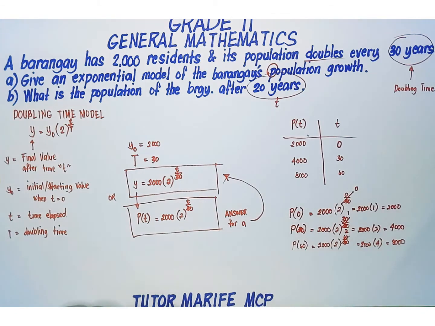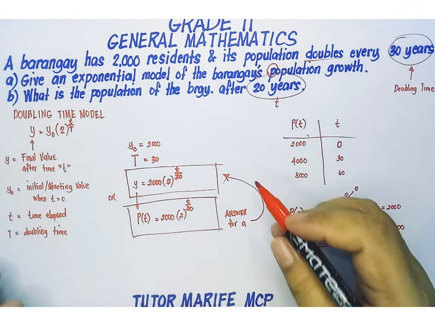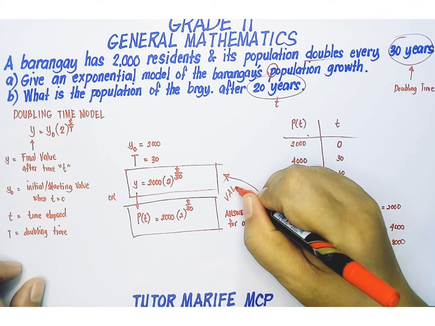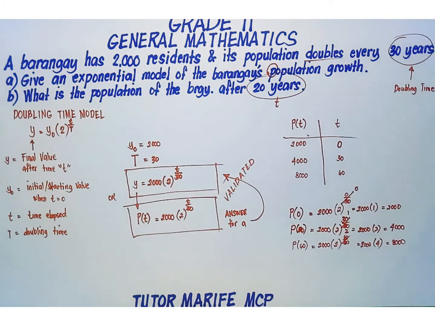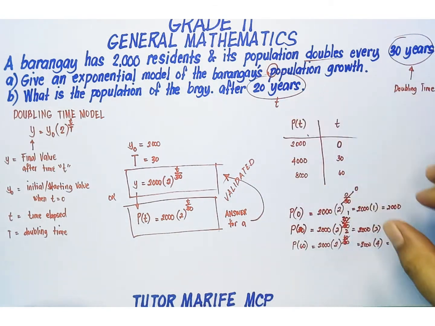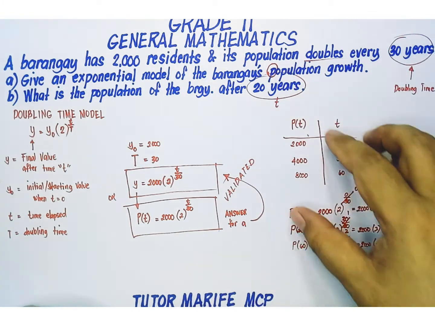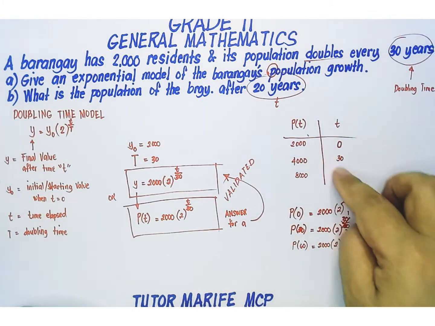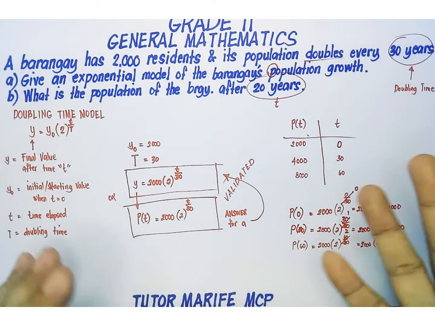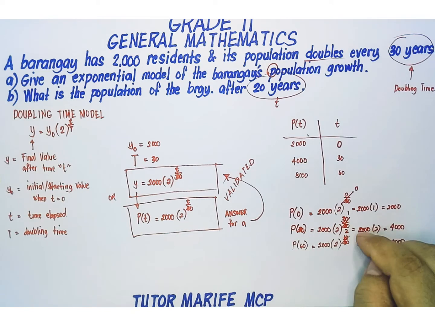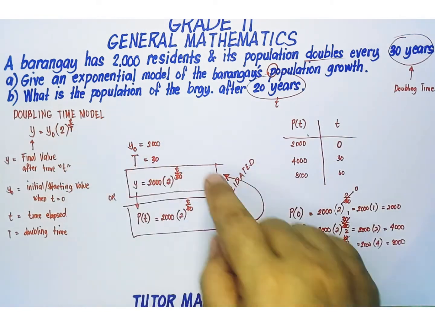Okay? So, ginawa ko ito to validate if our exponential model, our answer for letter A, is correct. So, it's validated. This is actually correct. Kasi by the table and by the computation, nagiging consistent yung lumalabas na final values pag iniiba-iba mo yung value ng time.